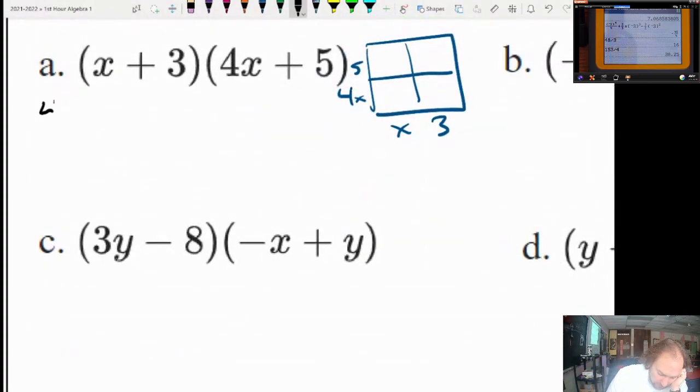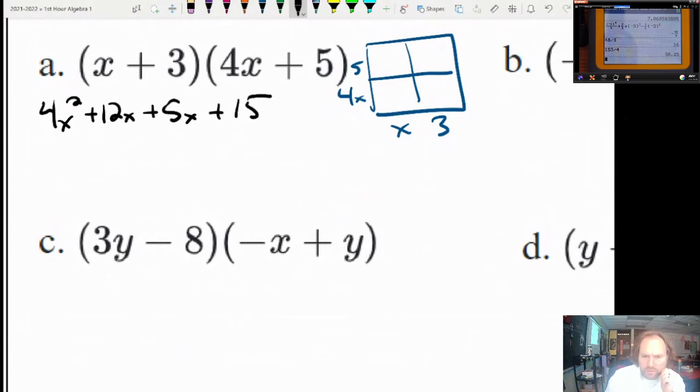For this one, I would have a 4x squared. I would have a 12x. I would have a 5x. And I would have a 15. Again, all I'm doing here is using kind of the generic rectangle that lives in my brain to make sure I get all possible combinations of those 2 things. Of course, the middle 2 can combine together to make 4x squared plus 17x plus 15. Like that. That's the solution.